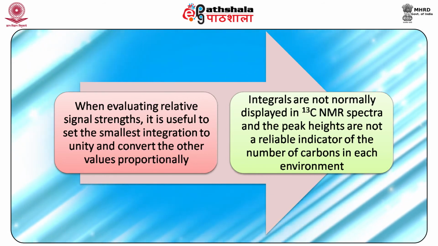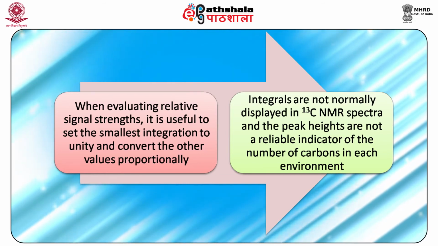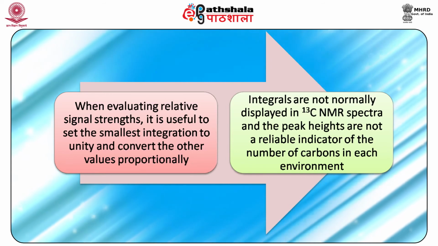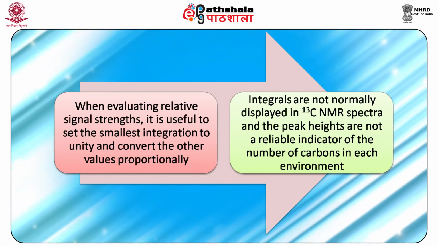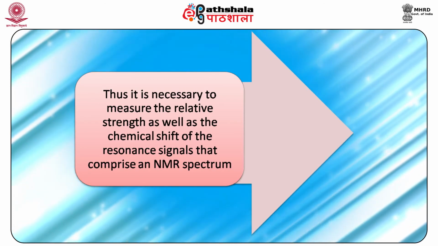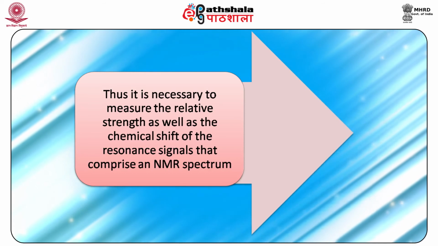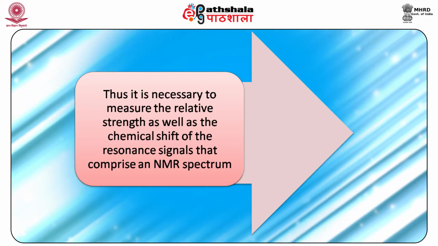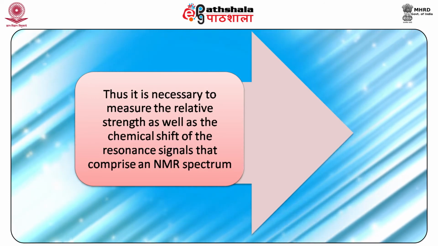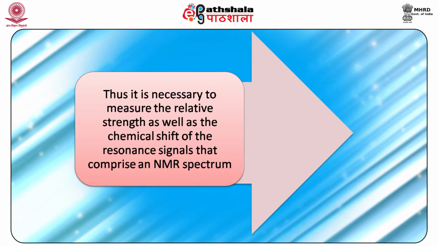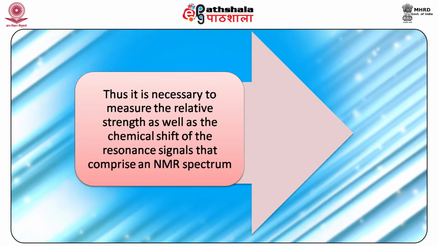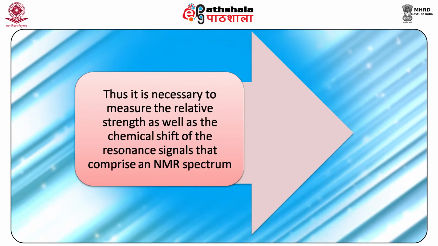Integrals are not normally displayed in 13C NMR spectra, and the peak heights are not a reliable indicator of the number of carbons in each environment. This is the major important point of difference between proton and 13C spectrum. Now an important point here students is that it is necessary to measure the relative strength as well as the chemical shift of resonance signals that comprise an NMR spectrum in both cases of proton and 13C NMR in order to correctly elucidate a particular compound.